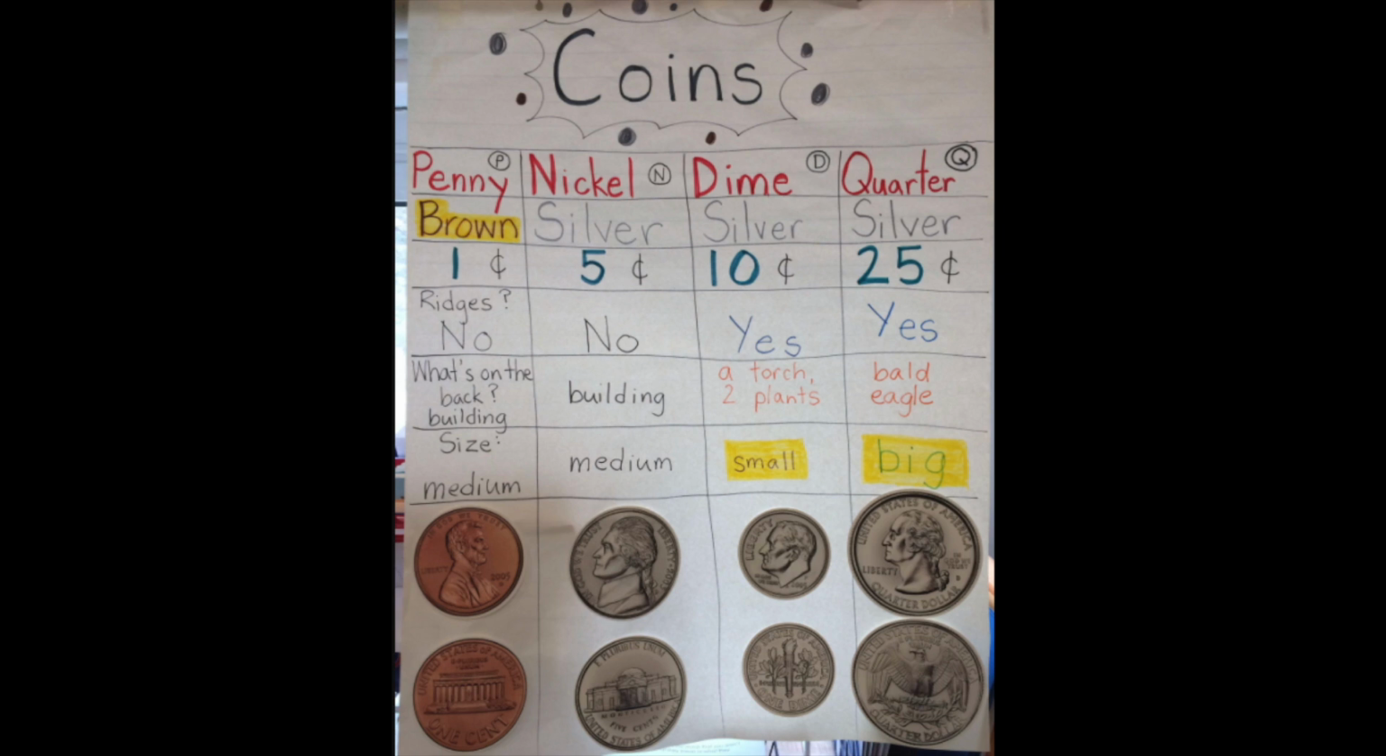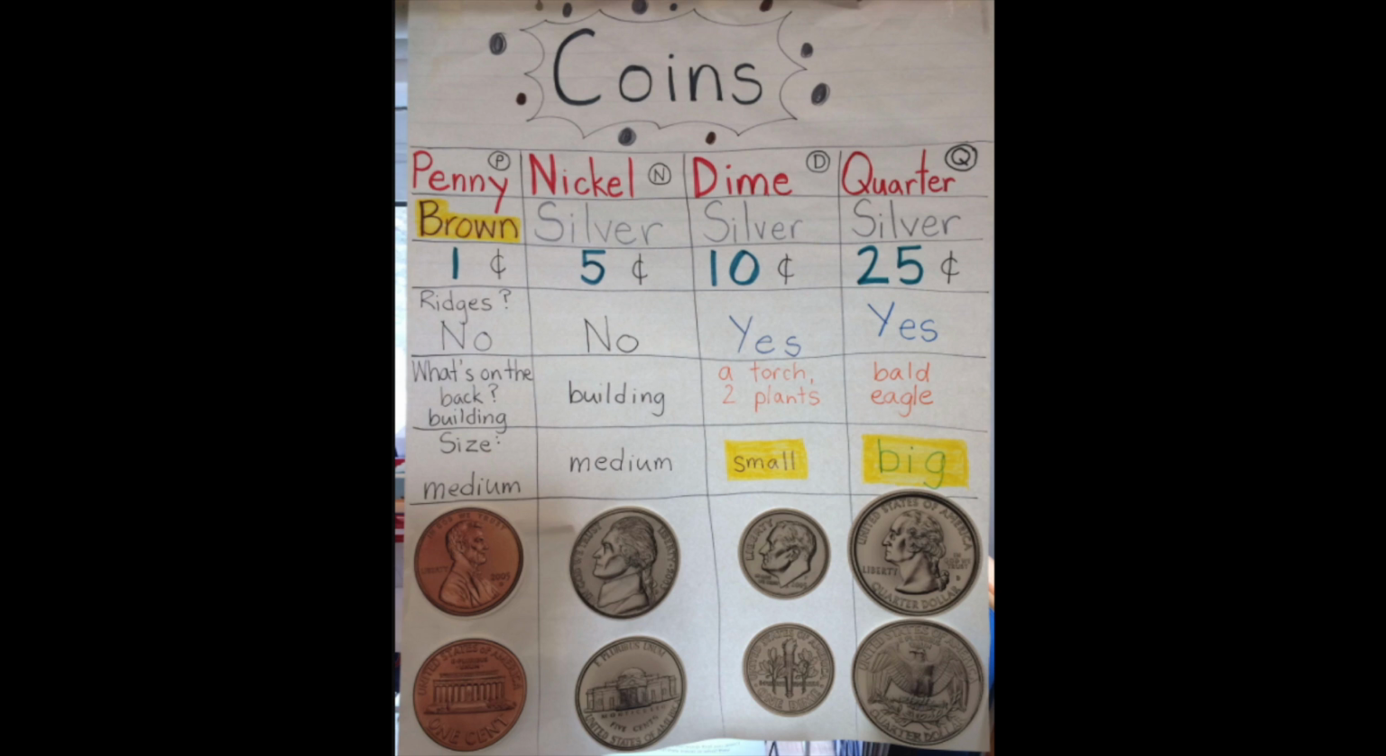Then we move on to dime. A dime is also silver. It is worth 10 cents. It does have ridges, so if you feel the outside of a dime, it's rough and it has little things on the outside that you can feel, so it's not smooth. What is on the back of the coin? It is a torch and 2 plants, and it is small. So it is the smallest of our coins. Even though it is worth more than a penny and nickel, it is smaller than both of them.